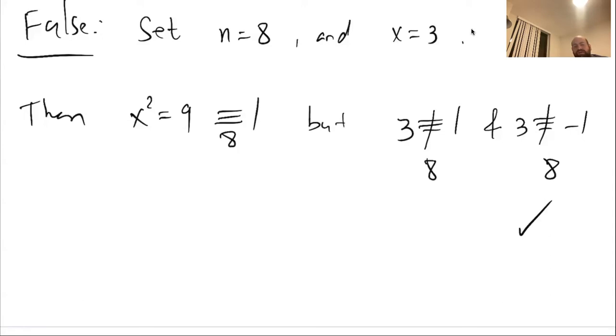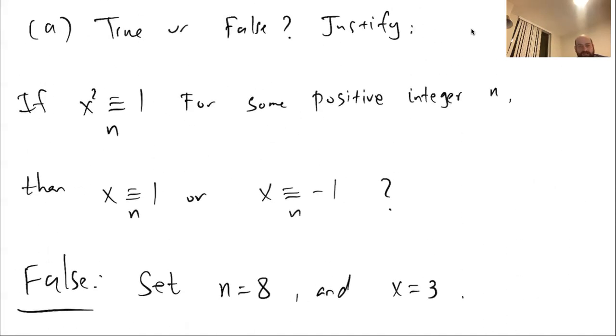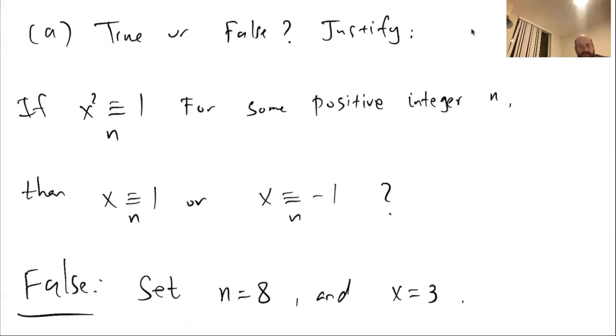Depending on the n value that you choose, you can choose different x values. Of course, not all n values or all x values would work, right? For example, for n equals 8, if I chose x equals 2, 2 squared is 4, which is not 1 mod 8. So I couldn't use x equals 2 or x equals 5. Or I couldn't use x equals 1 either, because I want to show that this statement is false. So I am looking for a number x which is not 1 or minus 1 mod n.